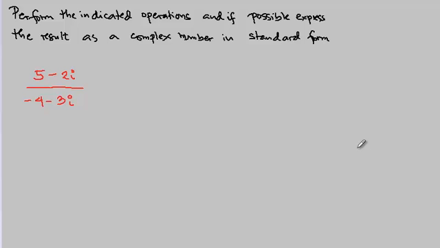Okay, we have 5 minus 2i divided by negative 4 minus 2i. So a complex number divided by a complex number. This is not yet the standard form, because a complex number must be in the format a plus bi. So how shall we remove the complex number in the denominator? We multiply by the conjugate.